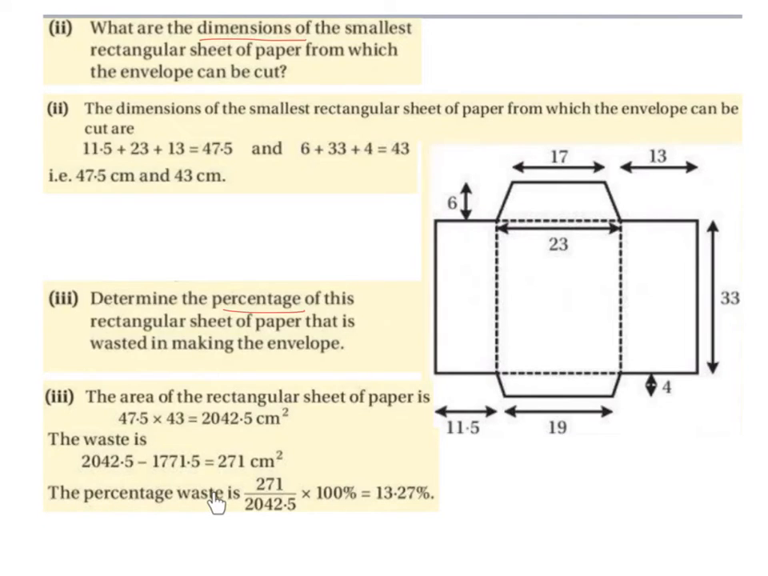So the percentage waste is going to be 271 divided by 2042.5 multiplied by 100%, which is going to be 13.27%. So we put the 271 over the total area of the rectangle, which we got to be 2042.5, and then we multiplied by 100 or by 100%.